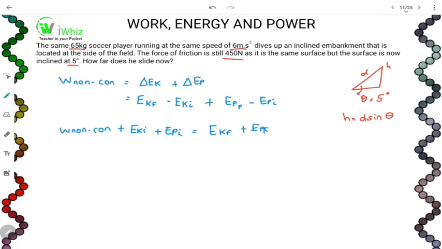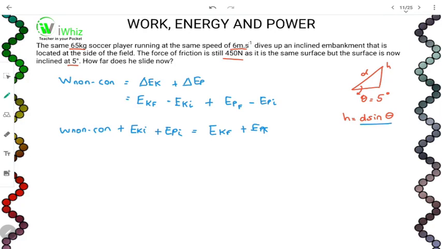We know that the work done by friction is equal to negative force of friction times distance. We know that the initial potential energy is equal to 0. We know that the initial kinetic energy is equal to half m v squared. And then we look at the final kinetic energy, which is 0. And then the final potential energy, which is going to be equal to mgh, which is mass, gravity, and height. But remember that we are looking at height here as being d sine theta.